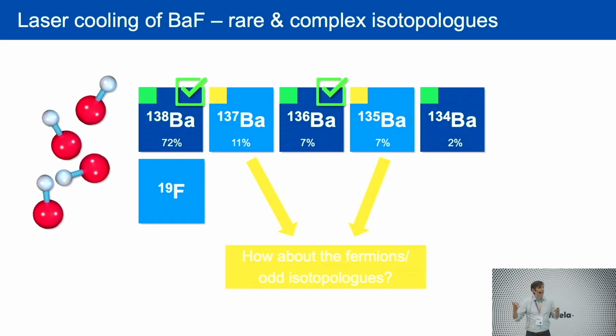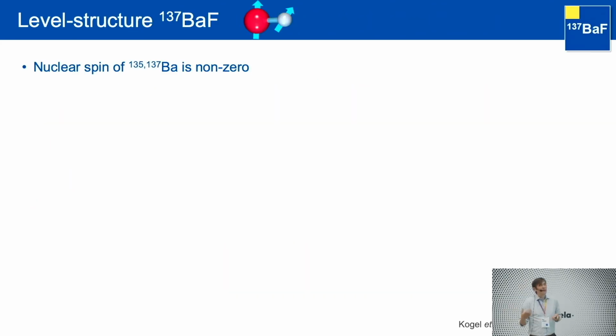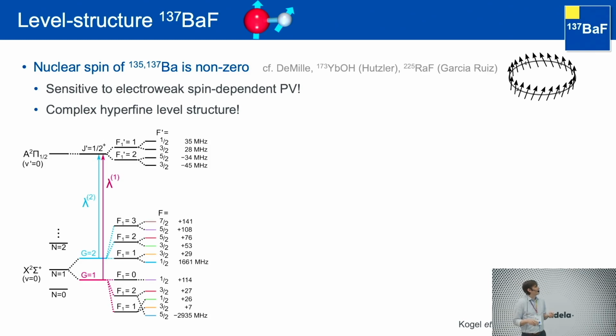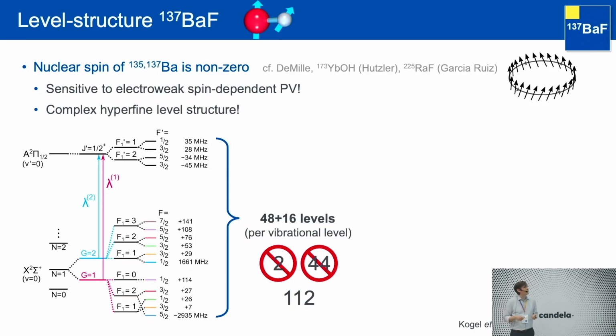So how about these fermions? And I remind you again, these are the ones that have this extra nuclear spin, which makes everything more complicated, but which also makes these isotopes sensitive for precision measurements of anapole moments, for example. And here's the level structure one more time. You see it really looks ugly. You don't have to do the counting for yourself. I will do it for you.